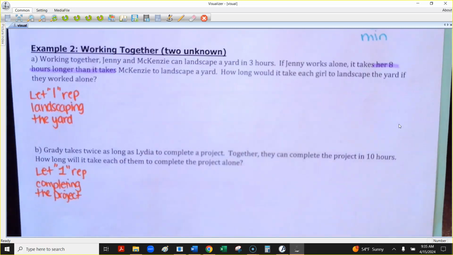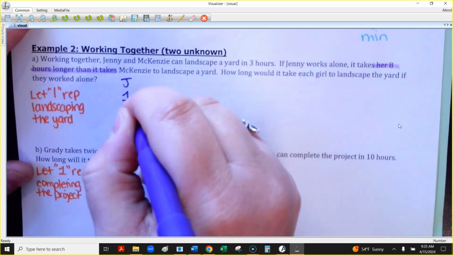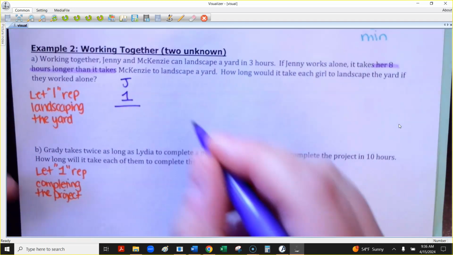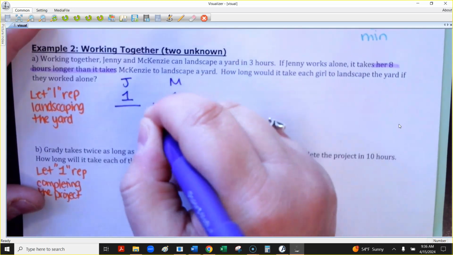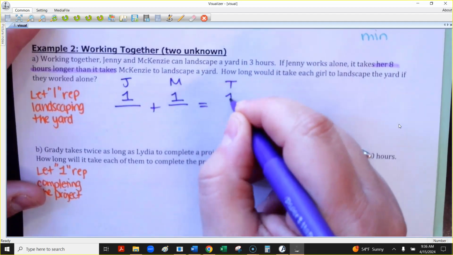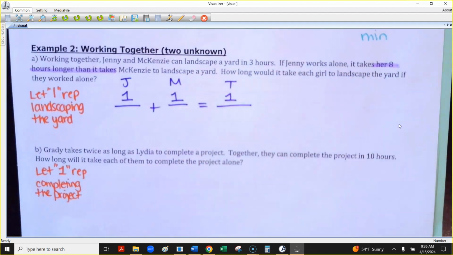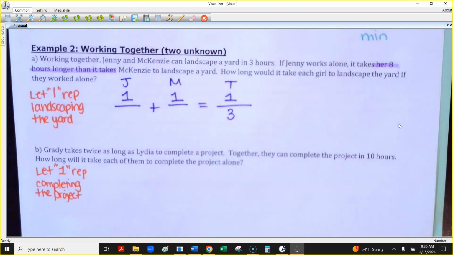Okay, so I'm going to let one just represent landscaping the yard. All right, so they're going to work together here to help each other. So I'm going to put a plus sign in between. And together, all of the tops would be 1, right? They're all working on the same yard, one set of landscaping this yard. It tells you together they can do this in 3 hours. So the 3 hours for the together would go on the bottom there.